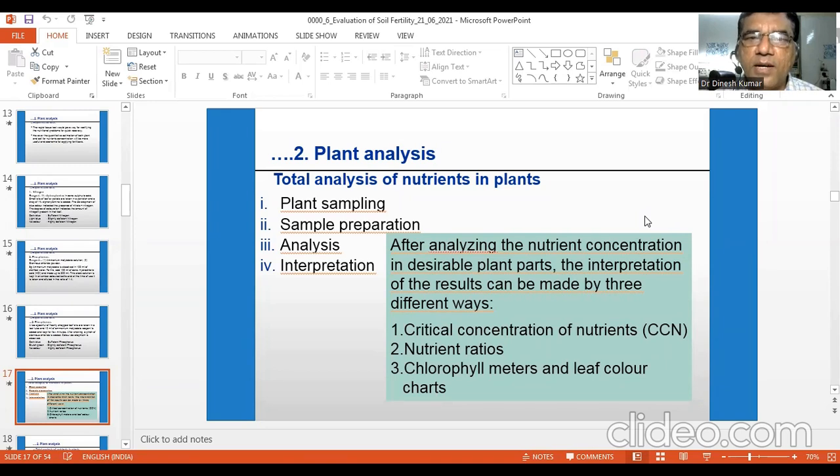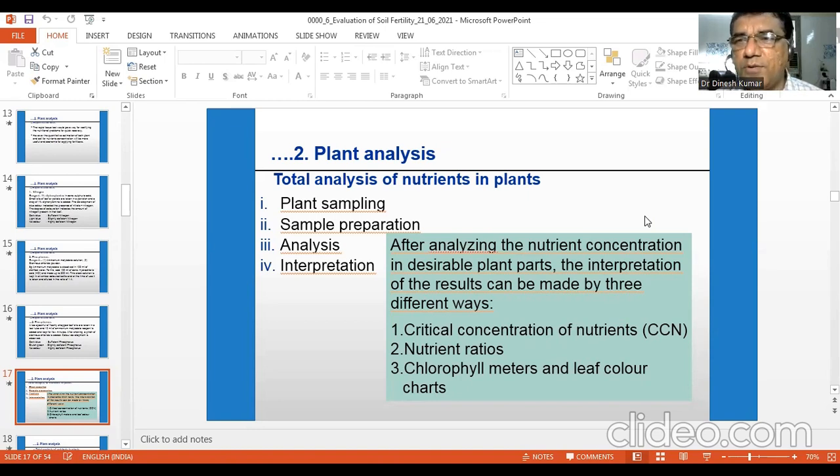Then for understanding the meaning of chemical analysis, you need to interpret it in 3 ways. Number 1 is critical concentration of nutrients, nutrient ratios, and then chlorophyll meters and leaf color chart. We can correlate our result to readings of the chlorophyll meter and leaf color chart. Now, we will start with plant sampling, processing, analysis, and interpretation.